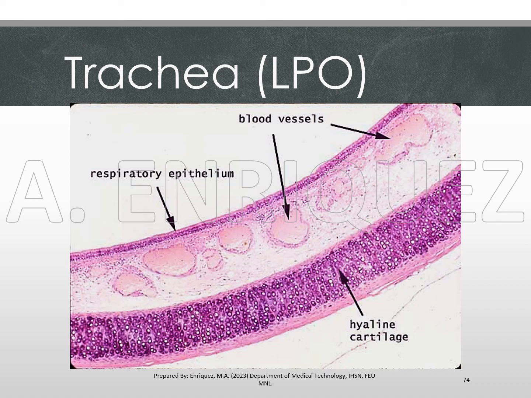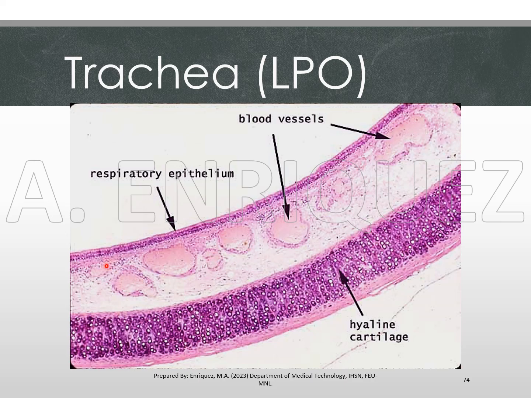This slide shows us a sample of the trachea at low power objective. Now again, what is the trachea made of? It's made of C-shaped cartilages, right? C-shaped rings of cartilage. So this is what we see here. Notice, this strip of cartilage is lightly curved, alright?